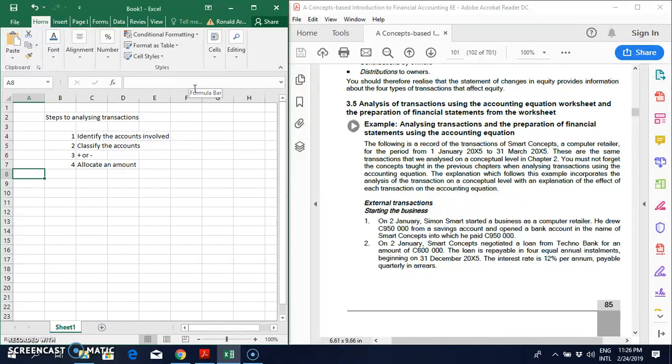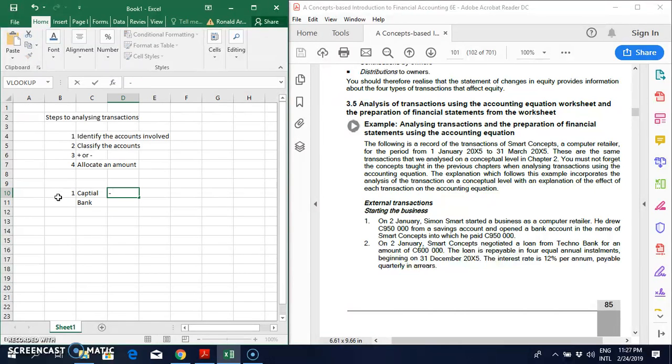So using this, let's look at the transactions on page 85. It says, on the 2nd of January, Simon Smart started a business as a computer retailer. He drew 950,000 from the savings account and opened a bank account in the name of Smart Concepts, into which he paid 950,000 rand. So we know in the first transaction, the owner made a contribution. So the capital account is involved. He contributed cash, so the bank account is involved.